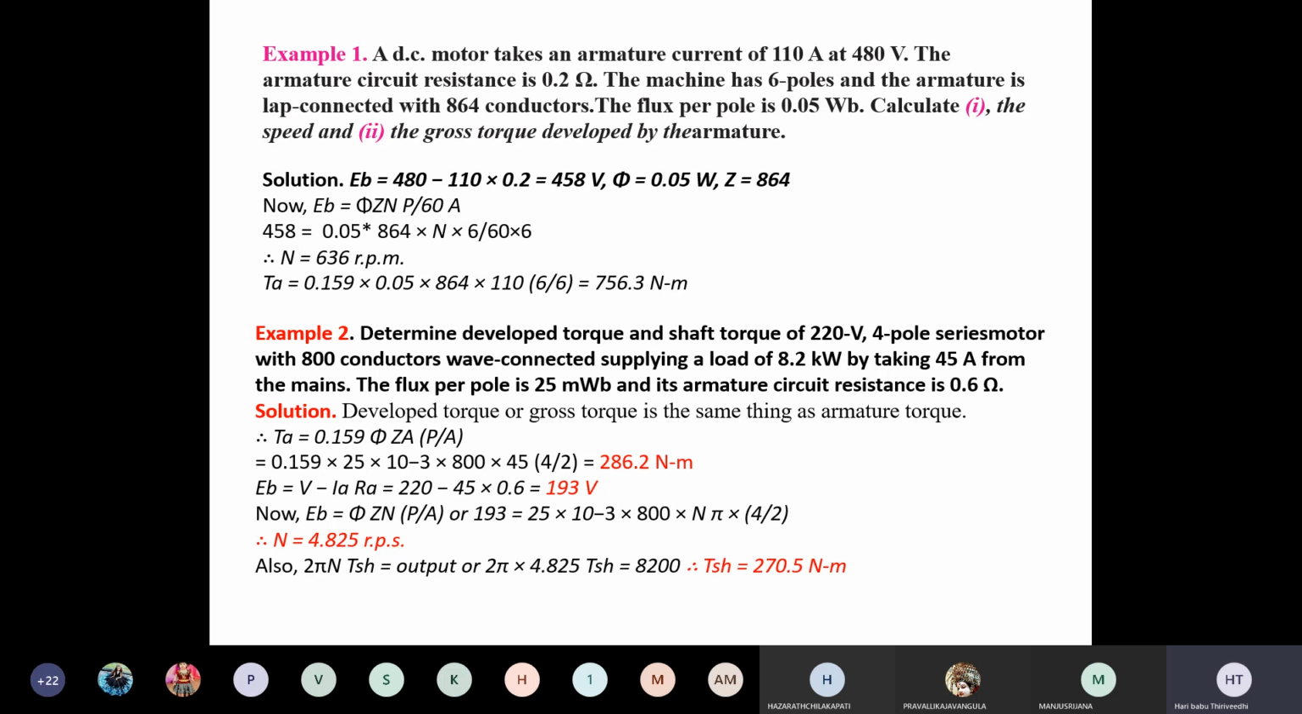So in the previous problem they gave the armature current directly, 110, but here they don't give the armature current, they give the load current.